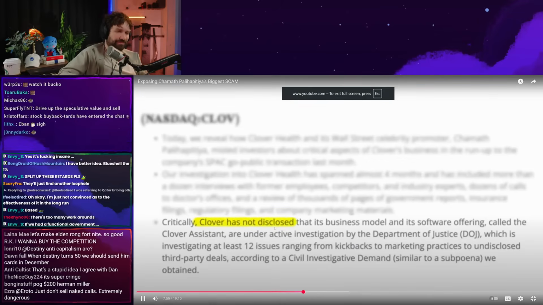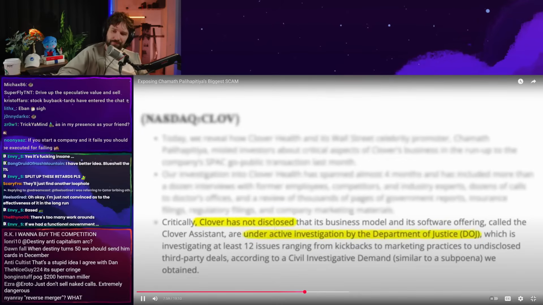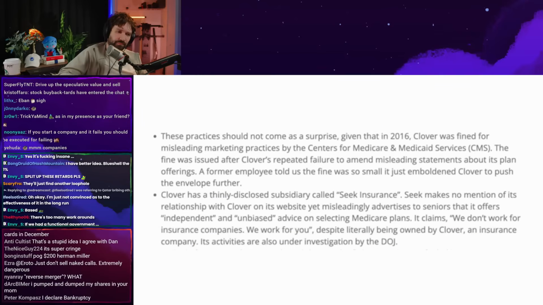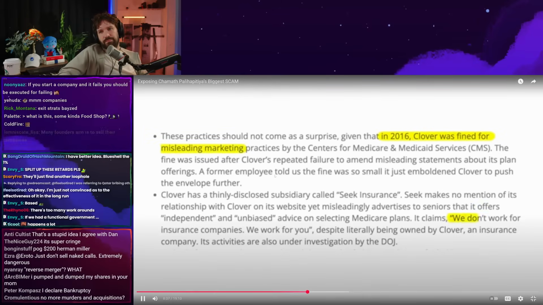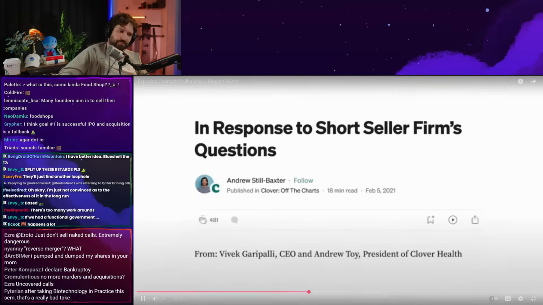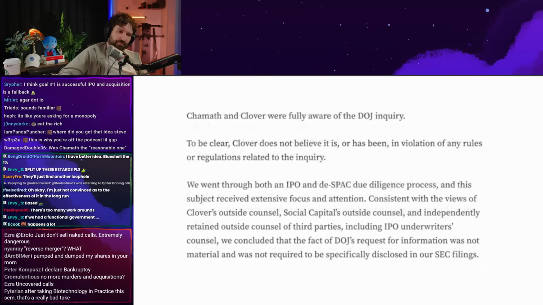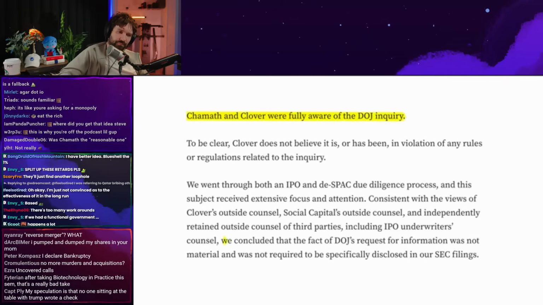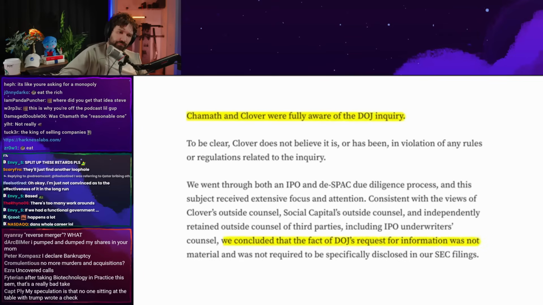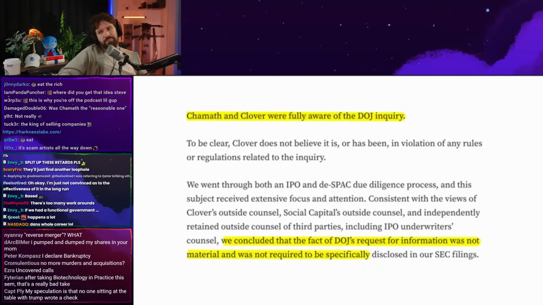Not disclosing that the Department of Justice is actively investigating Clover of deceptive business practices. It goes on to detail that the company is riddled with an unethical past and is involved with some pretty sketchy business behavior. And Clover, they quickly respond to this. They immediately dismiss the report saying, Chamath and Clover were fully aware of the DOJ inquiry, but we concluded that the fact of DOJ's request for information was not material and was not required to be specifically disclosed in our SEC filings.